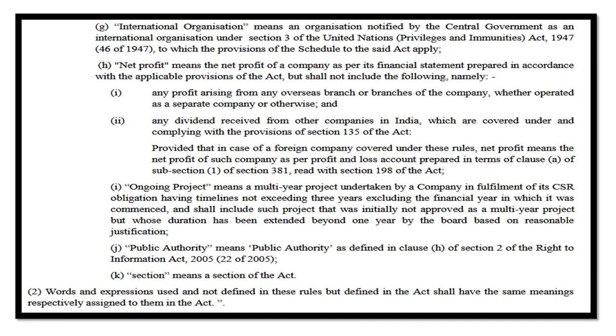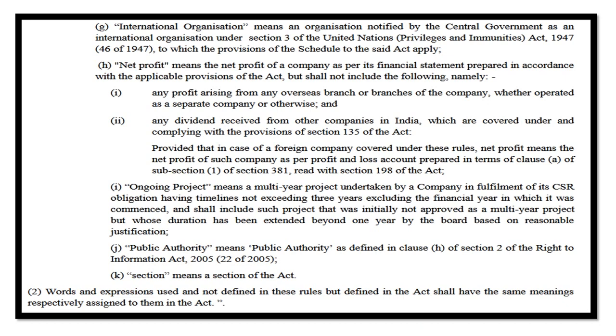Suppose when the project got started, at that point of time it was not big enough to be called a multi-year project, but afterwards, eventually, according to its growth, the board, based on reasonable justification, has extended the time limit. So that will also be included in the ongoing project. Public authority means that which is defined under clause H of section 2 of RTI Act 2005. Section means a section of the Act.